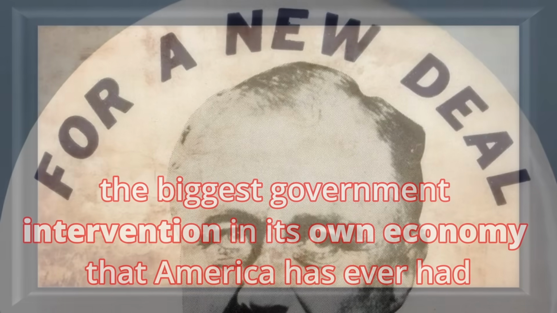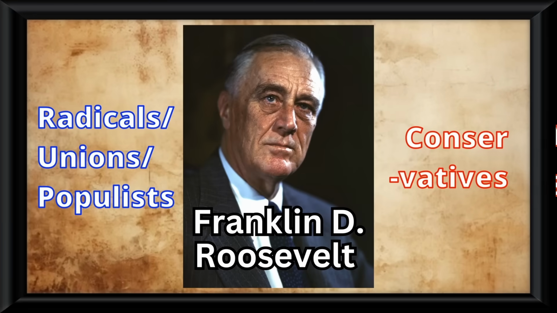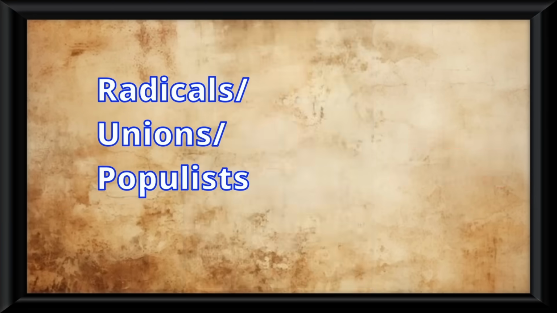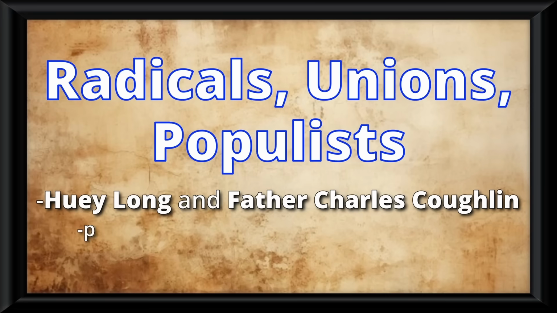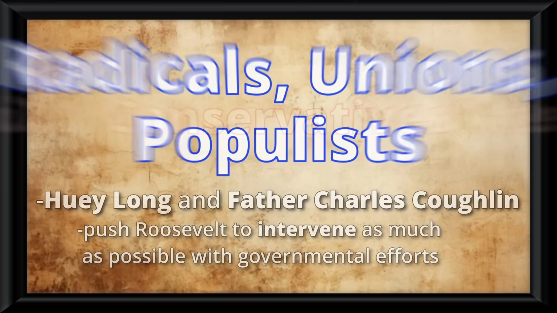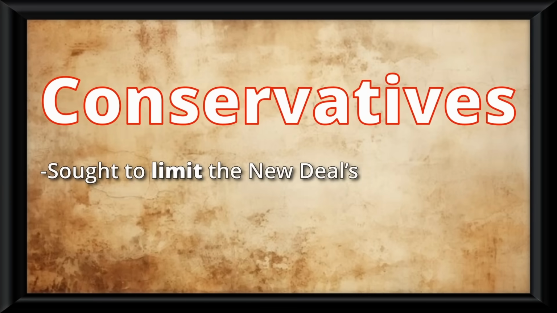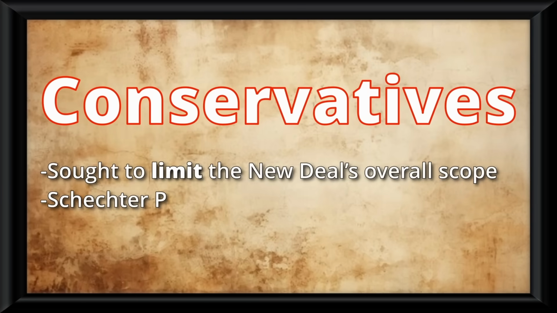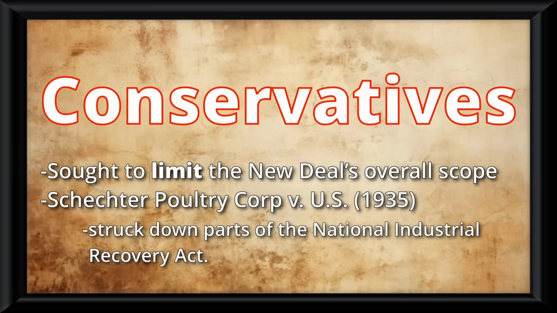And since this New Deal changed American policy so much, there were quite a lot of debates on both sides of Roosevelt. Radicals, unions, and populist movements such as Huey Long and Father Charles Coughlin will push Roosevelt to intervene as much as possible with government efforts. But on the other side, conservatives in Congress and the Supreme Court sought to limit the New Deal's overall scope. An example of this is the Supreme Court case Schechter Poultry Corp. versus the United States, which struck down parts of the National Industrial Recovery Act.